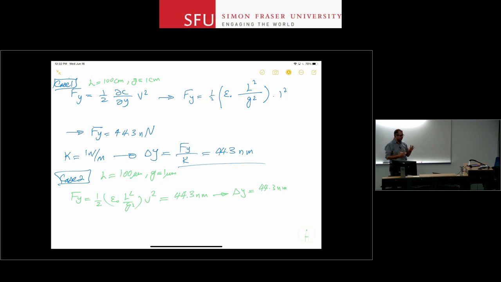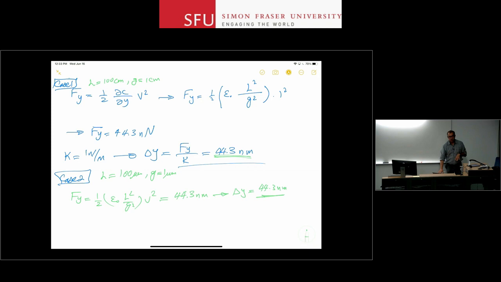However, this is a huge amount of displacement at microscales. Just for a sense of scale, think about the ratio. This is a 44.3 nanometer change in a 1 centimeter gap. This is a 44.3 nanometer change in a 1 micrometer gap. It's already 4% of the gap. That is a lot of change. That's easily measurable, and we'll talk about measurement in a second.